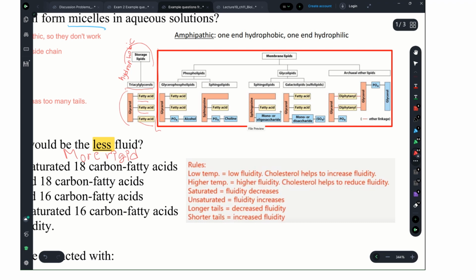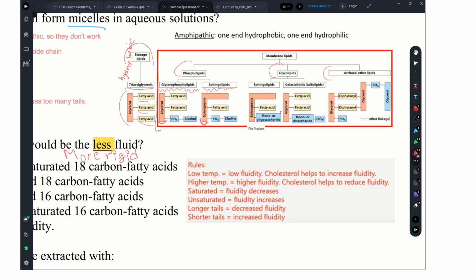Okay. And then membrane lipids, we have 3 different kinds. You can have phospholipids, which means that they have phosphate. You can have glycolipids, which means that they have a sugar, or you can have archaeolipids. Now, for phospholipids, you can have 2 different types. You can have glycerophospholipids, where glycerol is in the backbone, or you can have sphingolipids, and that's when sphingosine is in the backbone.